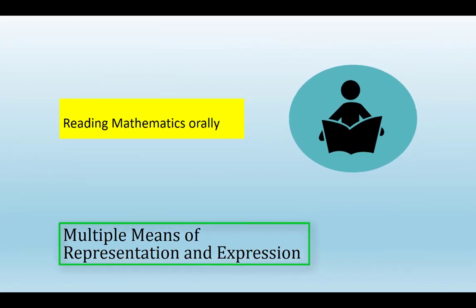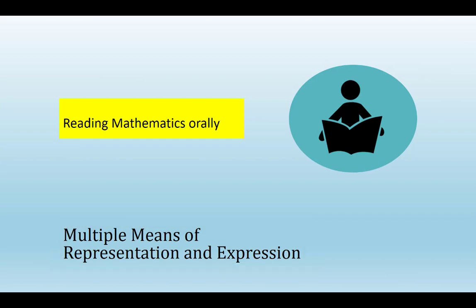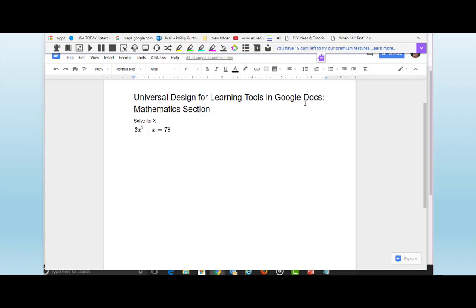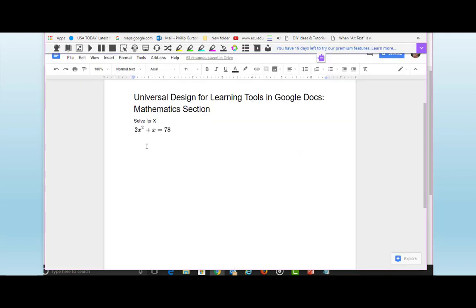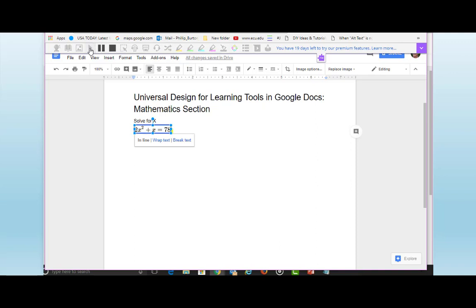Multiple means of representation and expression. Reading Mathematics Orally. I have the Read and Write extension. You'll see I have extensions here, and Read and Write is set up for Google Chrome, and that allows me to read this mathematics formula. So if I select the content in there, 2x squared plus x equals 78. I can then read the formula as it is supposed to be read mathematically.